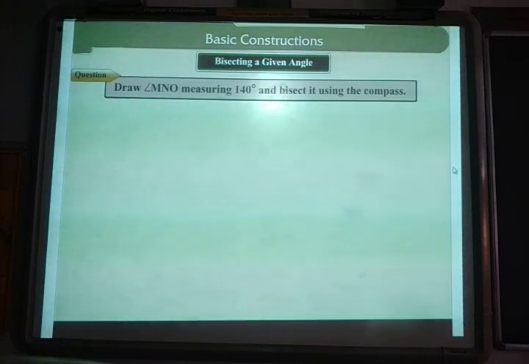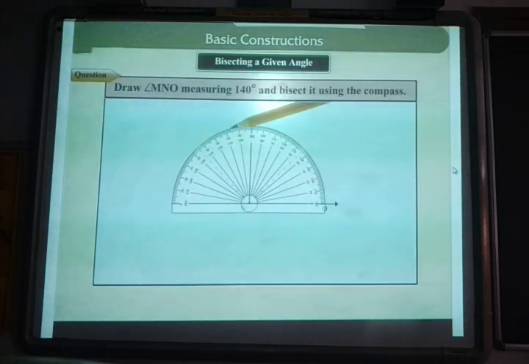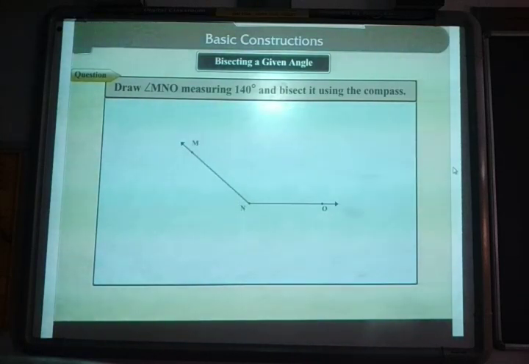Draw an angle MNO measuring 140 degrees and bisect it using the compass. Draw angle MNO measuring 140 degrees. Place the compass point on point N.